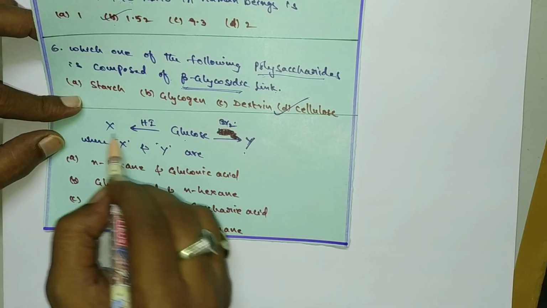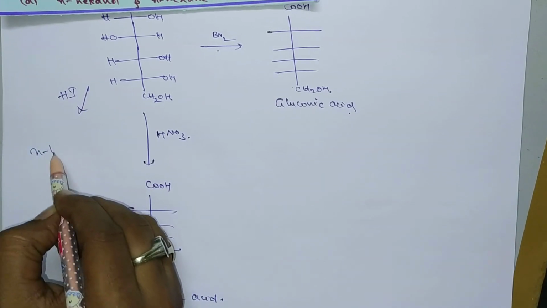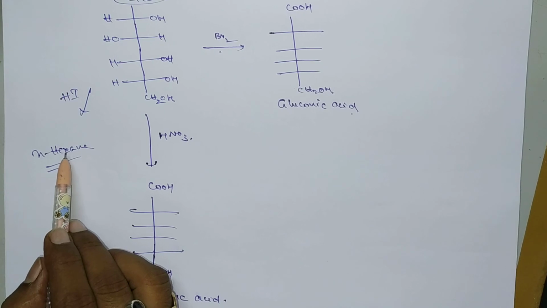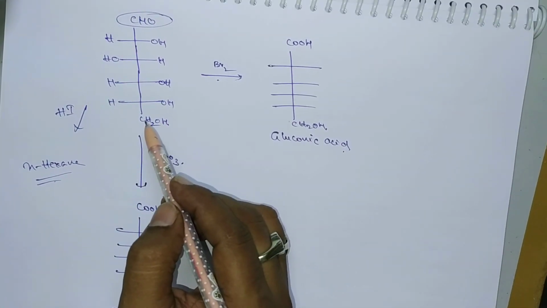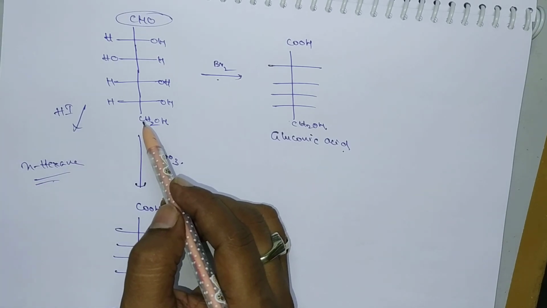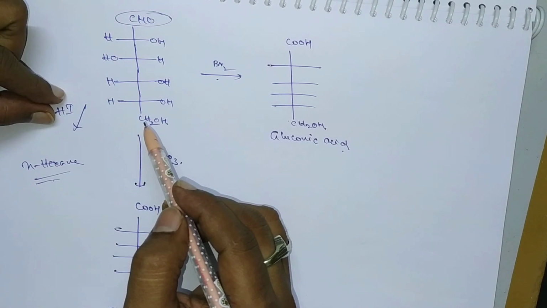And next one, upon treatment with HI. So glucose upon treatment with HI produces n-hexane. N-hexane. So this is evidence for existence of open chain structure. That means all the carbons are present in straight chain. So the evidence for the presence of 6 carbon atoms in straight chain is that upon treatment with HI, it produces n-hexane.